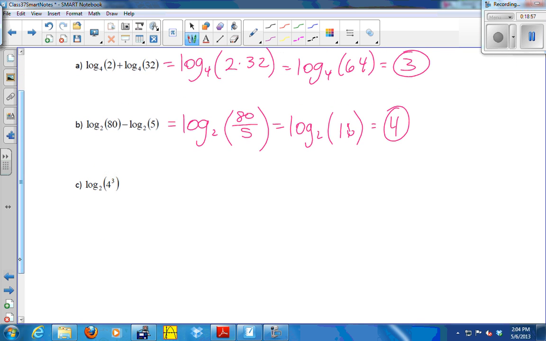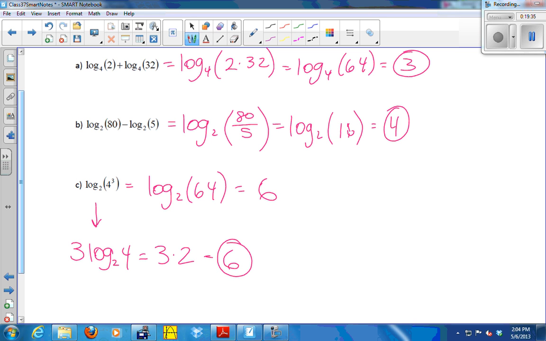And then log base 2 of 4 cubed, I could do it 2 different ways. I could just use the definition. And I could say, oh, well, 4 cubed is 64. And what do I raise 2 to make 64? 6. So I could do log base 2 of 64 is 6. Or I could use my new property that says I can take that 3 and bring it down in front. 3 times the log base 2 of 4. And what's log base 2 of 4? 2. So this is 3 times 2, which is 6. So you get 6 either way.